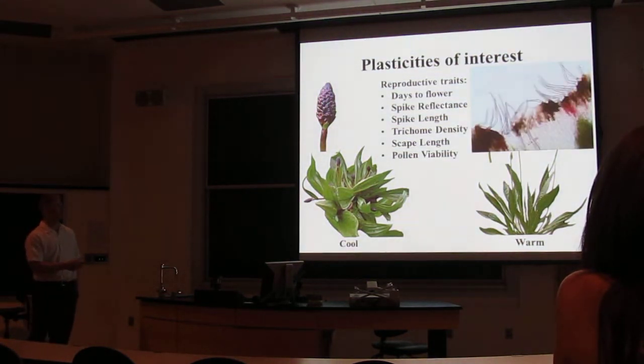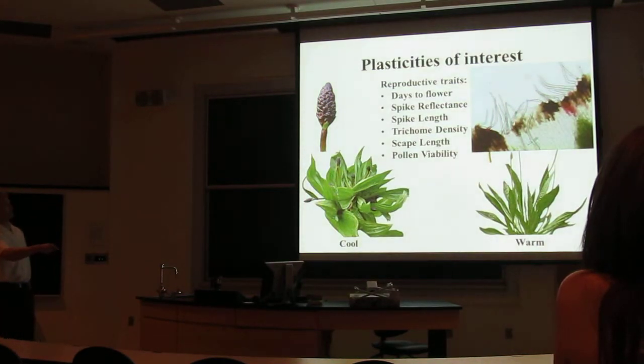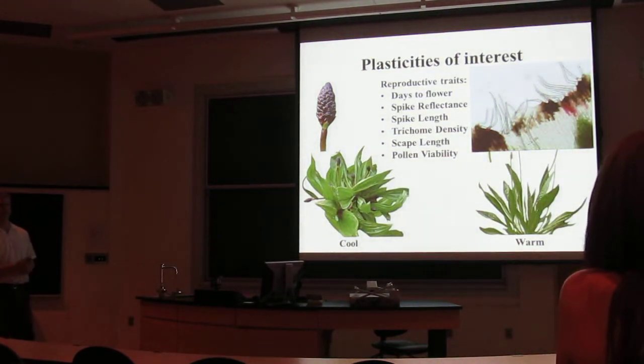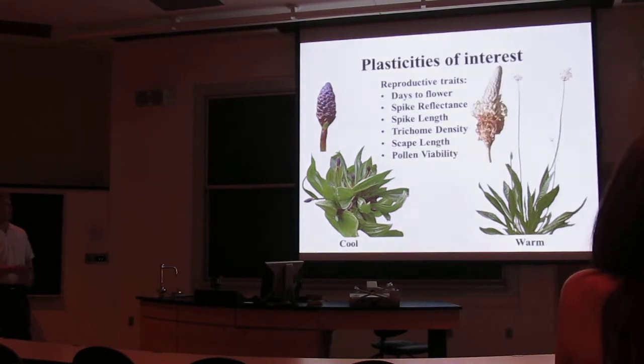Fourth, trichome density, which are these small microscopic hairs on the flower. And these appear to be lightly colored under the microscope, so they may influence reflectance. And because they're hairs, they may also influence the boundary layer, and therefore they could influence thermoregulation.